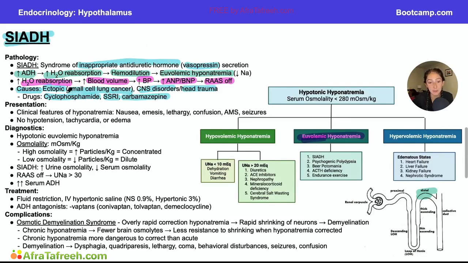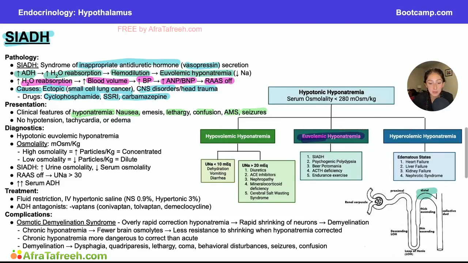Okay, so let's say you have SIADH. How is that going to present? Well, the presentation is going to be all the clinical features of hyponatremia. Remember, the main problem here is that we have diluted our blood and have functional hyponatremia. This is going to present with nausea, vomiting, lethargy, confusion, altered mental status, seizures. So if you see someone coming in who is really obtunded, acting weird, very nauseous, maybe they've thrown up a couple times, those are great clues that we might be thinking of hyponatremia.